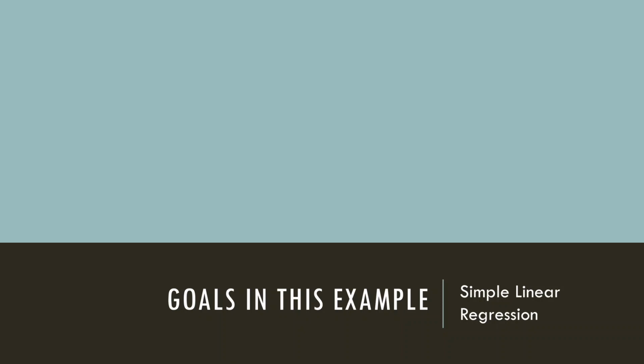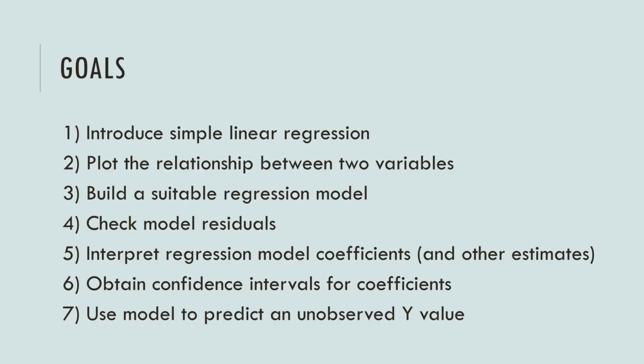So today I have a quick example on how to do simple linear regression in R. From here on out, in these examples, I have these goals. In this case we have a lot, because this is our first time looking at an example in R. That's fine. These 7 here, we're going to meet every single one. The first one is introducing simple linear regression in R, and then plotting the relationship between two variables.